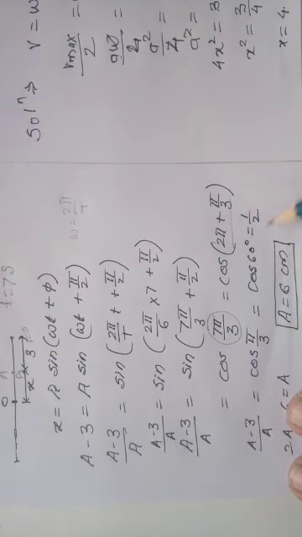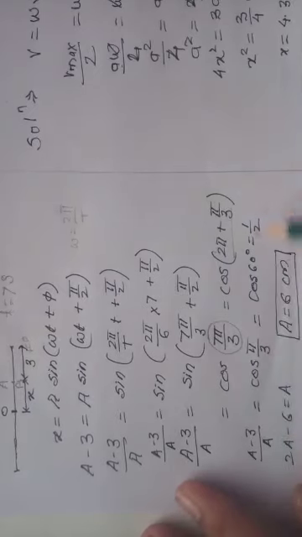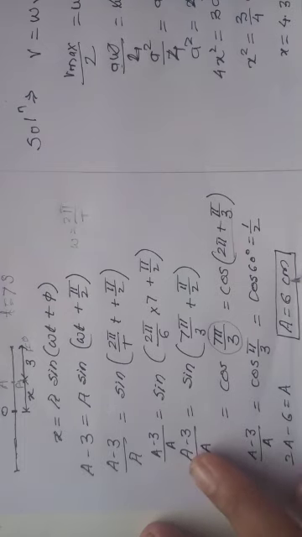In the book these terms are taken correctly, only here there is a small mistake. And see here now a minus 3 upon a is equal to 1 by 2. So it becomes 2a minus 6 is equal to a, and that's why we get a is equal to 6 centimeter, the amplitude of SHM. That is your answer.